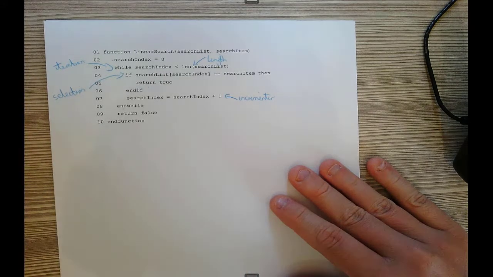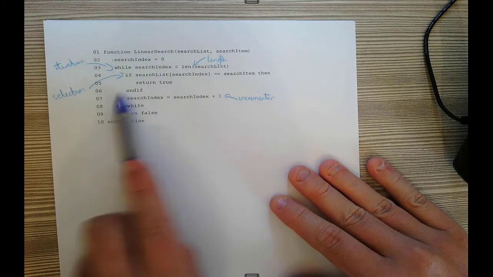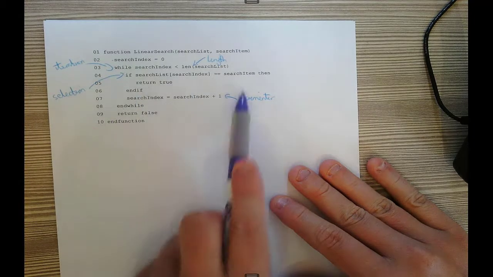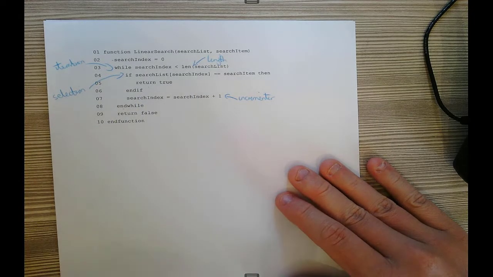So we've got some key things in there. We've got some iteration, which will repeat, moving its way through the loop. We've got len, which checks the length of the list. We use selection to see if the current item being checked is the one we're looking for, and we've got a variable that gets incremented each time by 1 so that we can look at the next item.